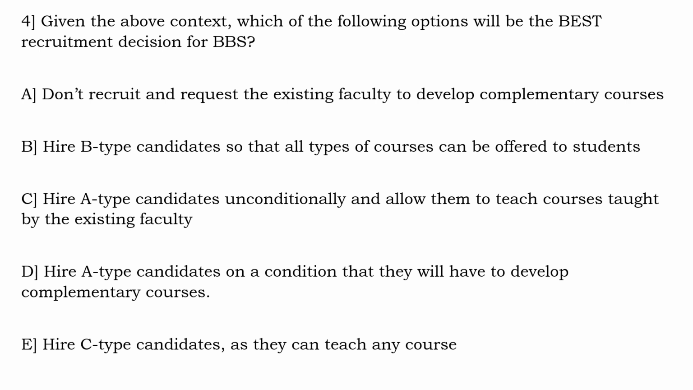So option A, don't recruit and request the existing faculty to develop complementary courses. So it says that there is no need for recruitment. Even though from the passage we know that the existing faculty are not very good at developing complementary courses, let us assume that they are asked and they are able to develop them. Even then, the faculty shortage issue is not going to be solved with this option. So this is not a good option because the question is asking about the best recruitment decision, and this does not solve the problem of faculty shortage.